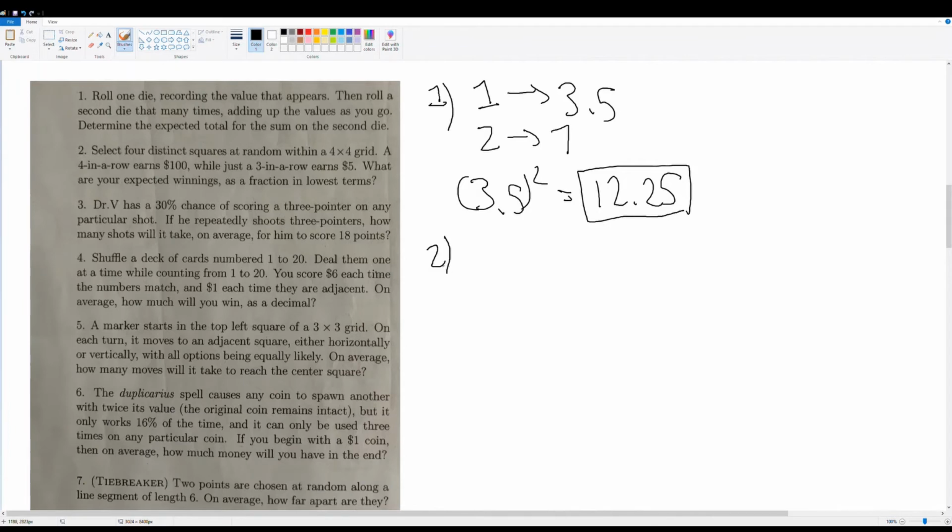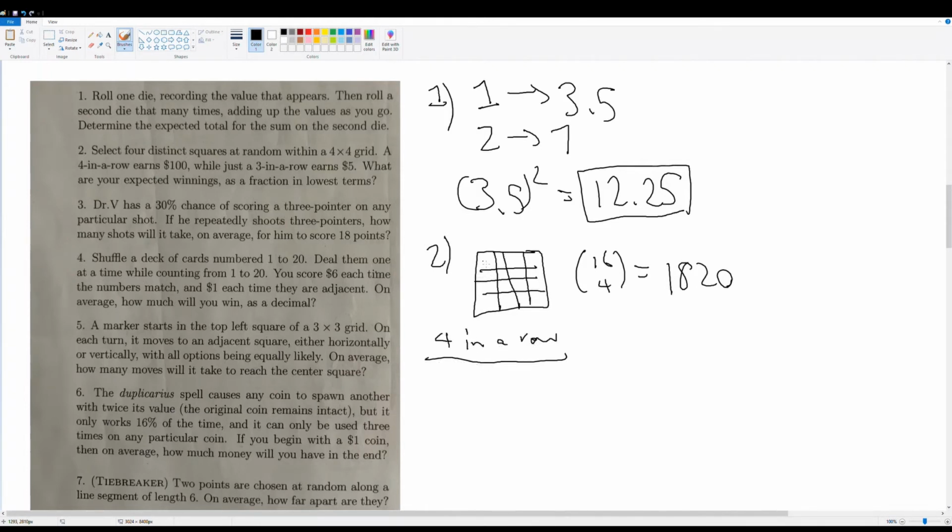Now we have the second one. Let me just draw this here. Select 4 distinct squares at random within a 4x4 grid. If you get 4 in a row, you get $100, and if you get 3 in a row, you get $5. So what are your expected winnings? Well, first we have to see how many possible ways there are to select 4 squares. And that would just be 16 choose 4, which is 1,820. So first we'll find the probability of getting 4 in a row.